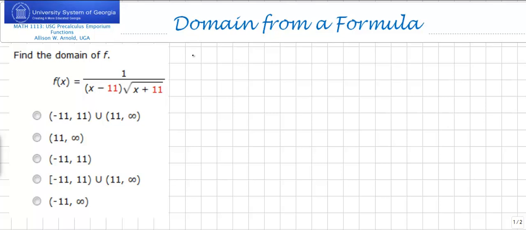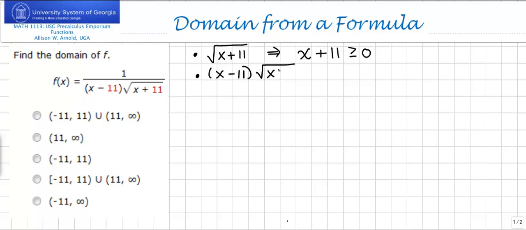One is we still have the issue that the function has a square root. So the presence of the square root over x plus 11 implies that we need to have x plus 11 be greater than or equal to 0. Secondly, the product x minus 11 times the square root of x plus 11 is in the denominator and therefore needs to be different from 0.